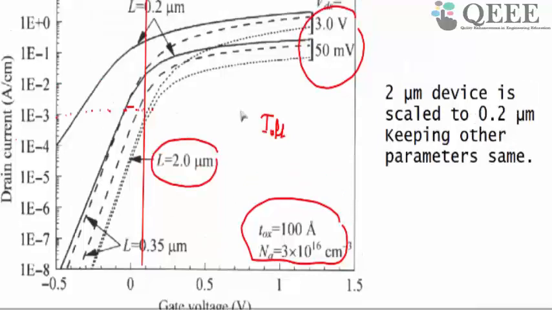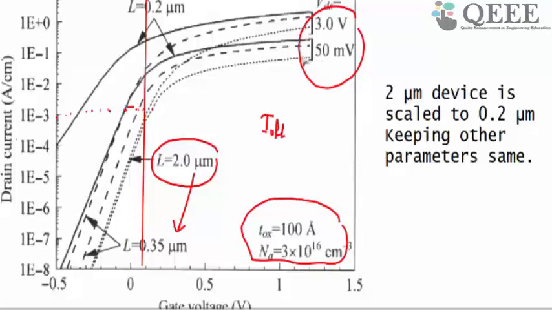If I scale this transistor, suppose I go from 2 micron to 0.35 micron, similar to that hypothetical experiment, I kept the TOX and the substrate concentration the same. I only reduced the channel gate length. Then this characteristic moves up, which is what is expected from scaling: as you scale the channel length, you get more and more current.